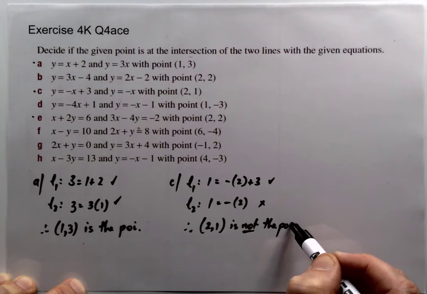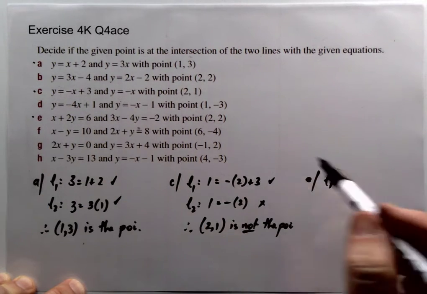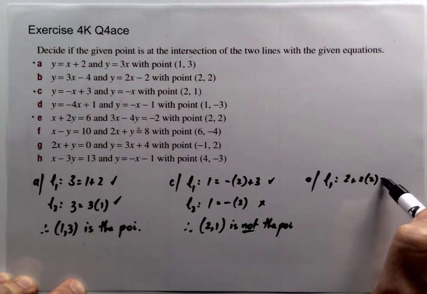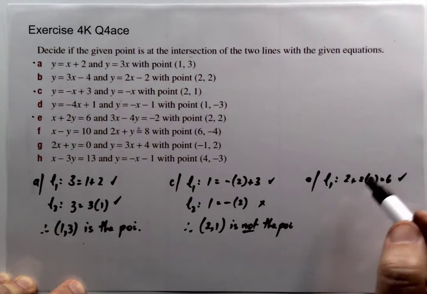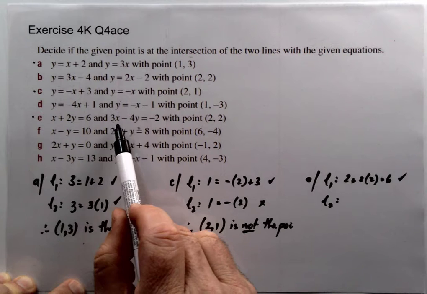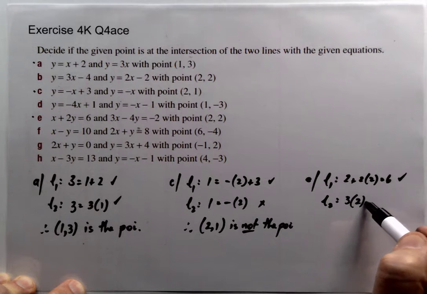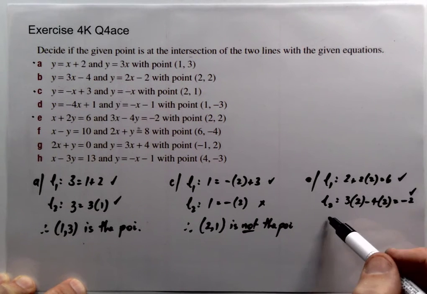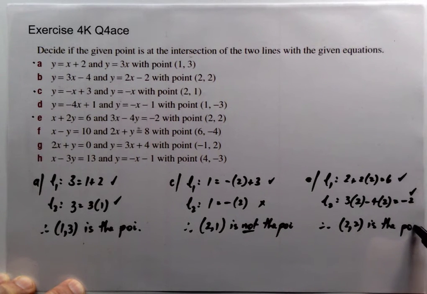2, 1 is not the point of intersection. And for E, again for L1, the left-hand side is going to be x plus 2 lots of y, so 2 plus 2 lots of 2, that's equal to 6. That is equal to the right-hand side, so that's all good. For L2, we've got 3 lots of x minus 4y on the left-hand side, so 3 lots of 2 minus 4 lots of 2. That's got to be equal to minus 2, and that does work out. So again, it's on both lines, so therefore 2, 2 is the point of intersection.